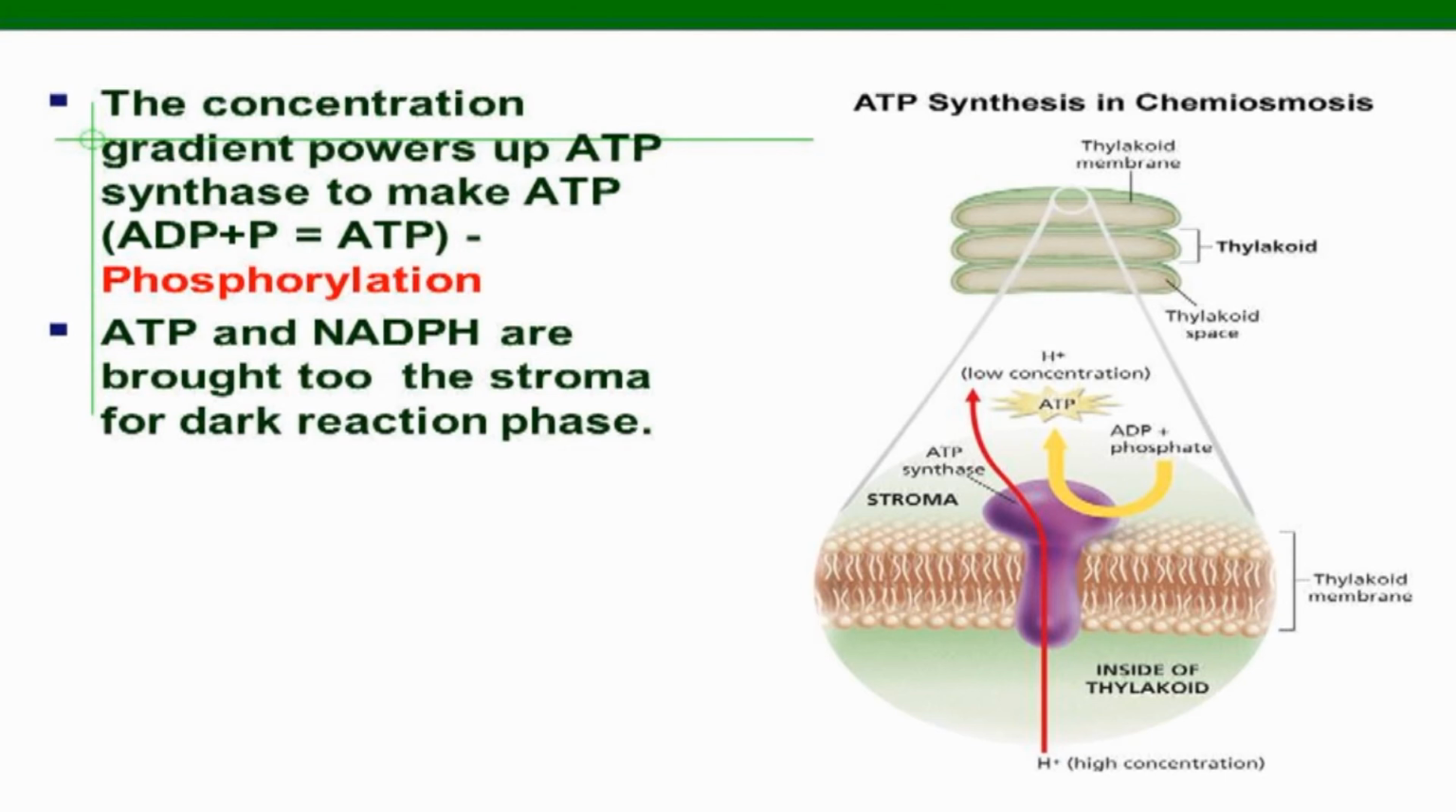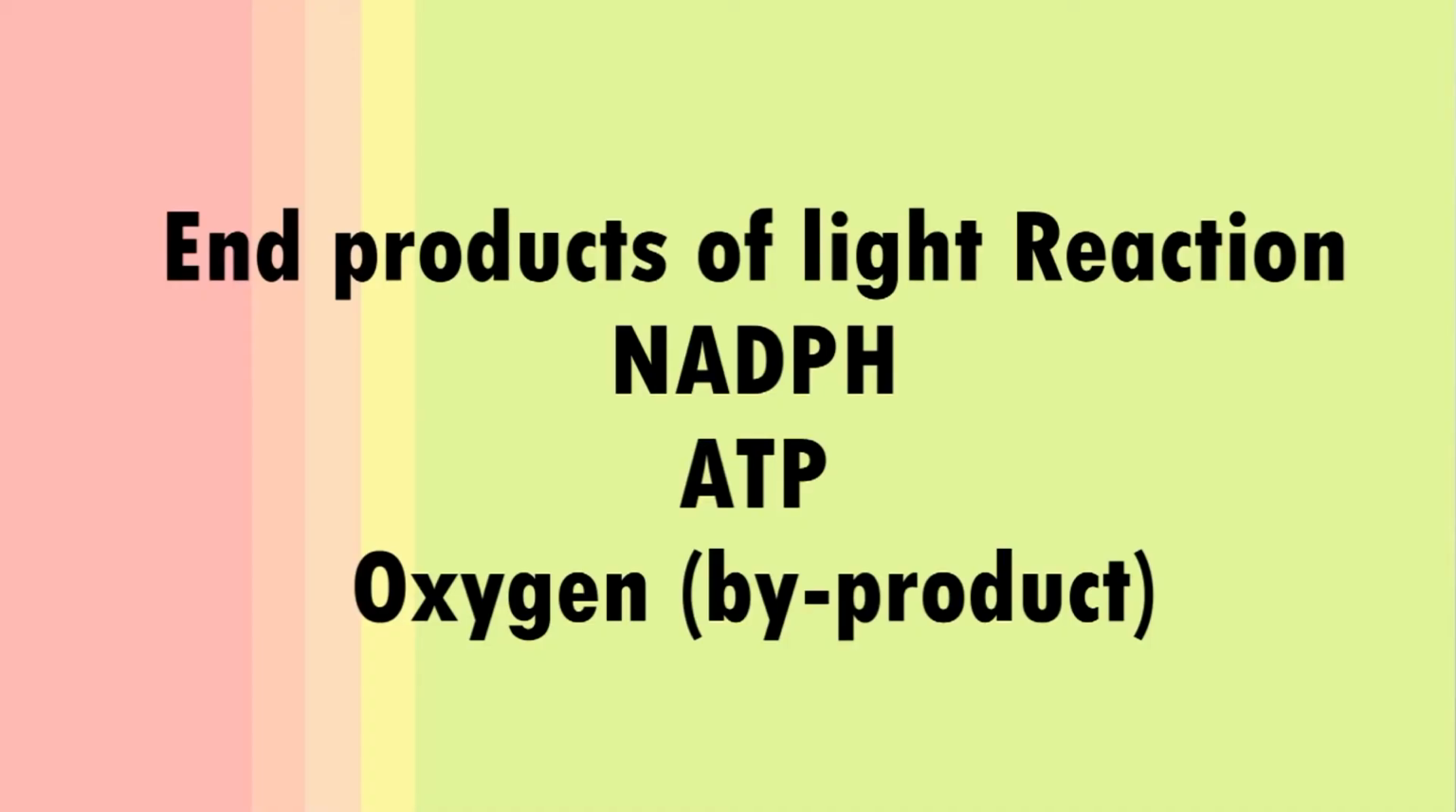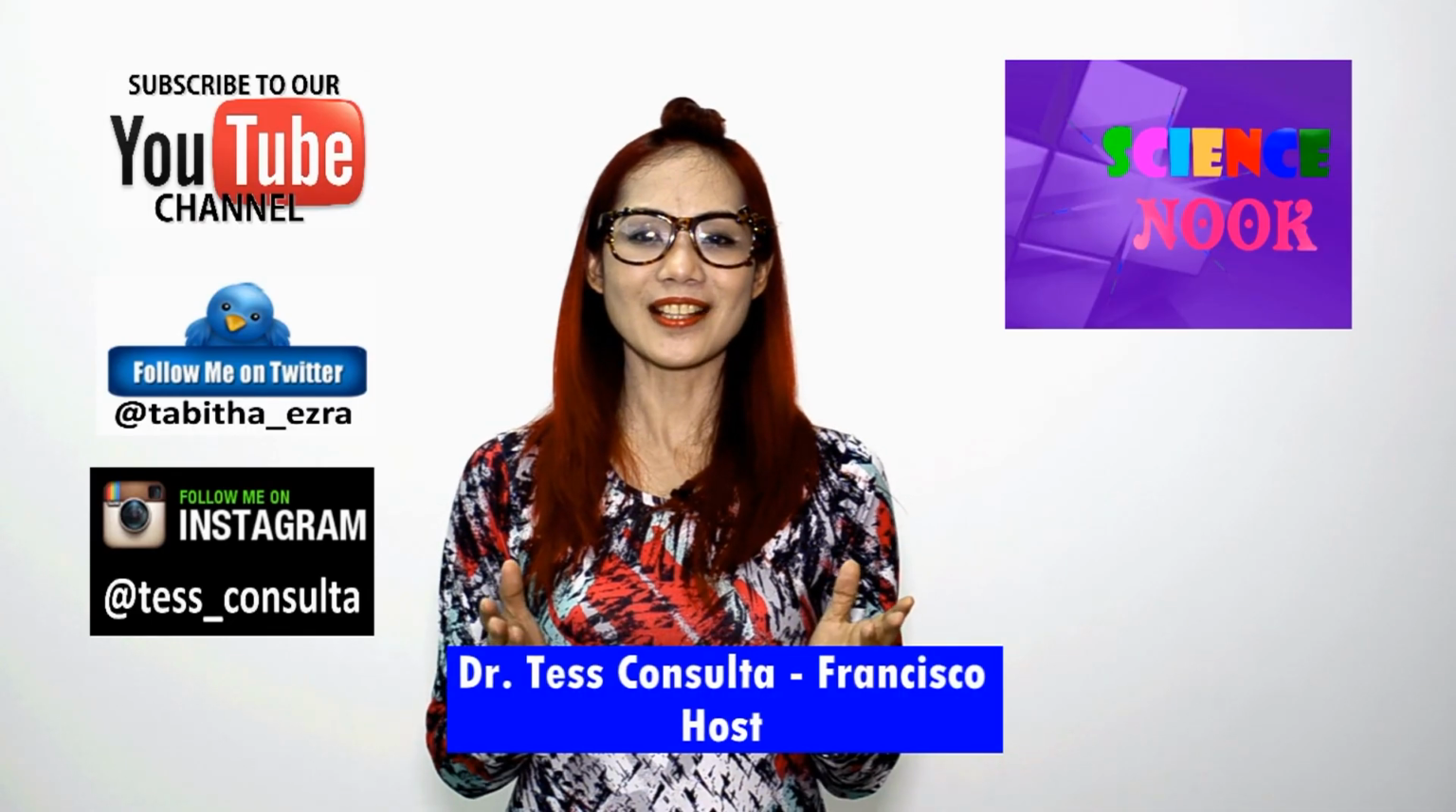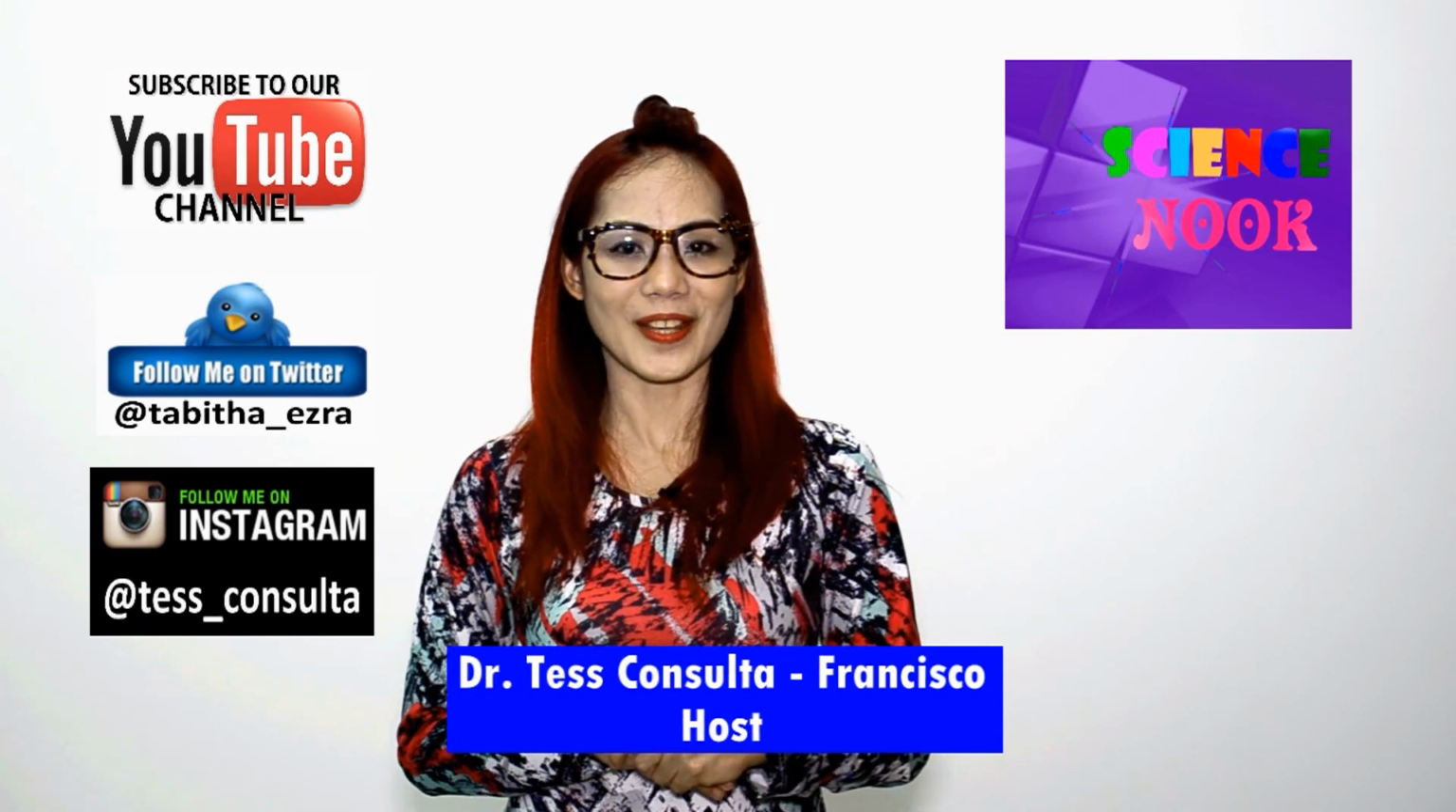So as the ATP synthase is powered up, what it will do is to gather adenosine diphosphate and a phosphate molecule. Combining them together, we form ATP, or adenosine triphosphate. So there you go, we now have the end products of the light reaction phase. The ATP and NADPH, which will now be brought to the stroma, getting ready for the Calvin cycle. So that's the end of the light reaction phase.